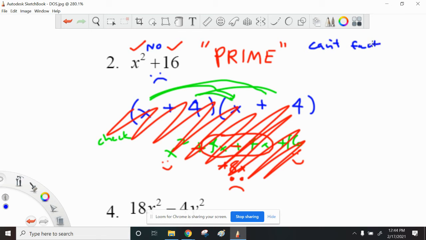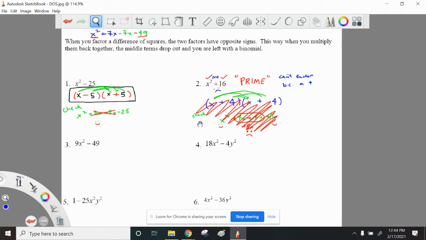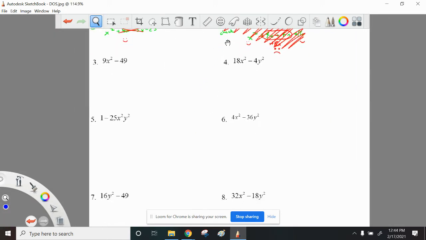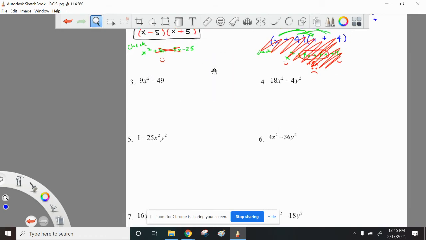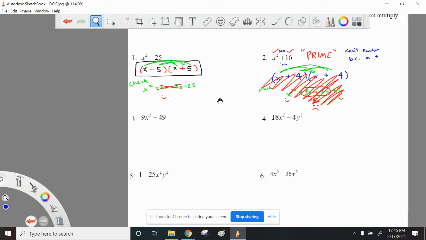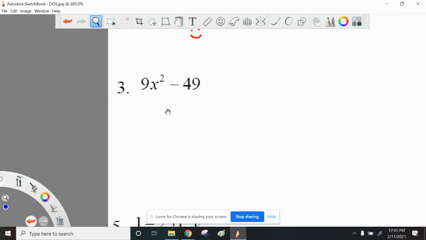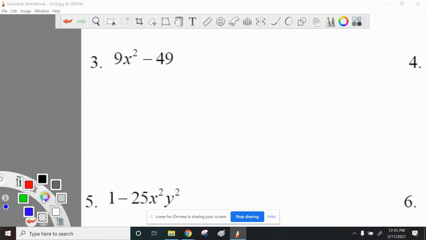So if you want to write a little note here as a reminder, basically we can't factor because a plus. I don't know how else to say it. But we don't have a minus. We're not able to do this, so we can't factor it. Cool. As you see on the whole rest of the page, they're all minuses. So it's a really easy question if you see a plus because you just stop right away and you put prime.